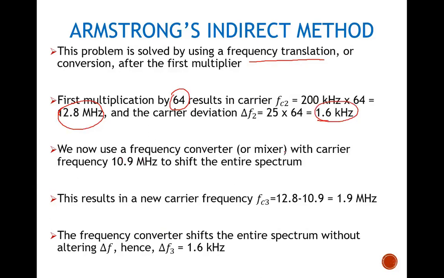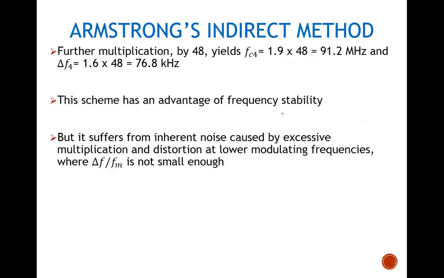Now we use a frequency mixer that has a carrier frequency of 10.9 megahertz. So we subtract 10.9 from this through the mixing process. This will shift the spectrum to 1.9 megahertz. The deviation remains as it is. The mixer does not change the deviation. So the frequency converter shifts the entire spectrum without altering delta F. Hence, delta F remains the same as before. So at this point, as we saw in the block diagram, we use a multiplication of 48.